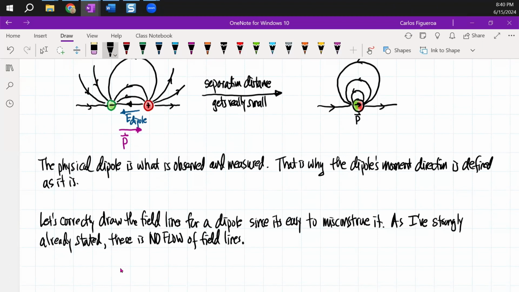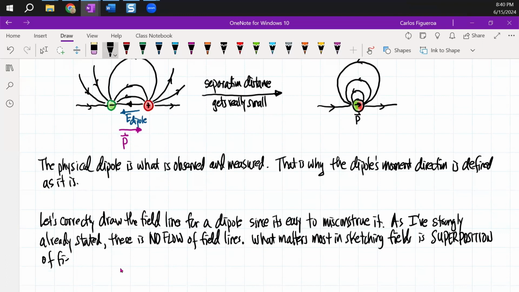So what I'd like to do here is say that what matters most in sketching fields is superposition of fields that dictate the field direction.